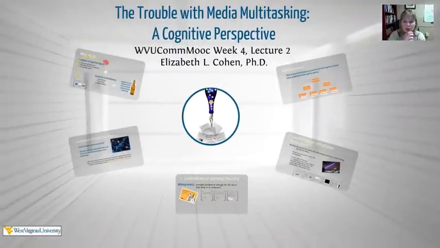And again, next time we're going to be talking more specifically about media multitasking in our daily lives, and some more concrete consequences of how these brain limitations translate into what we actually do, and how it affects us socially and health-wise.